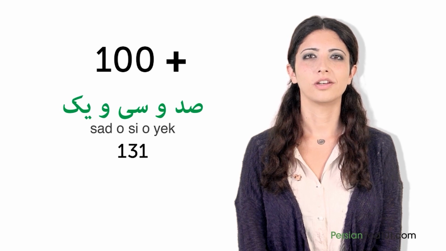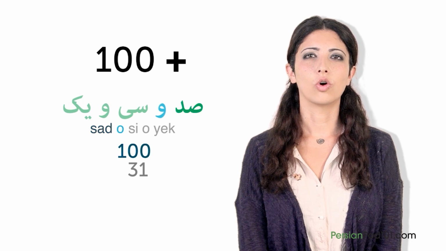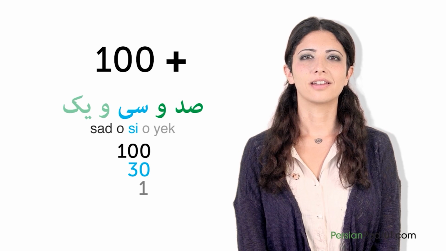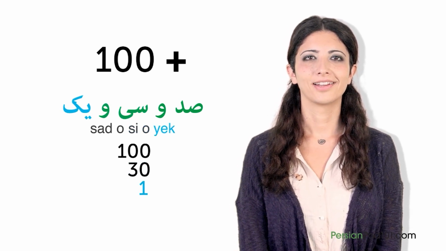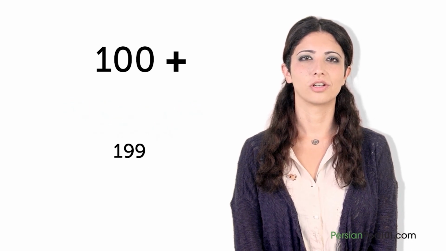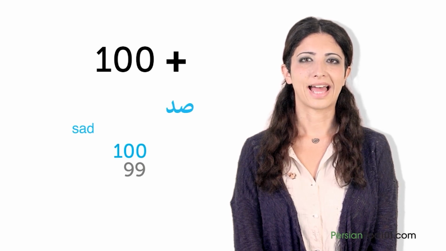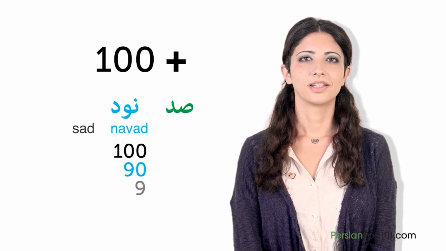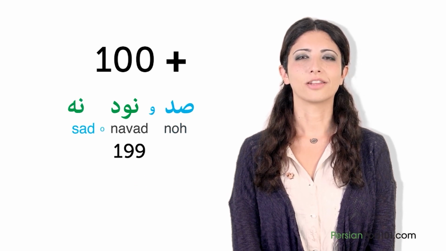So when we made 131, we said 100, sad, the particle o, then 30, si, and another o, and finally 1, yek. So, what do you think 199 is in Persian? 100, sad, 90, navad, 9, no. So, sado navadano.